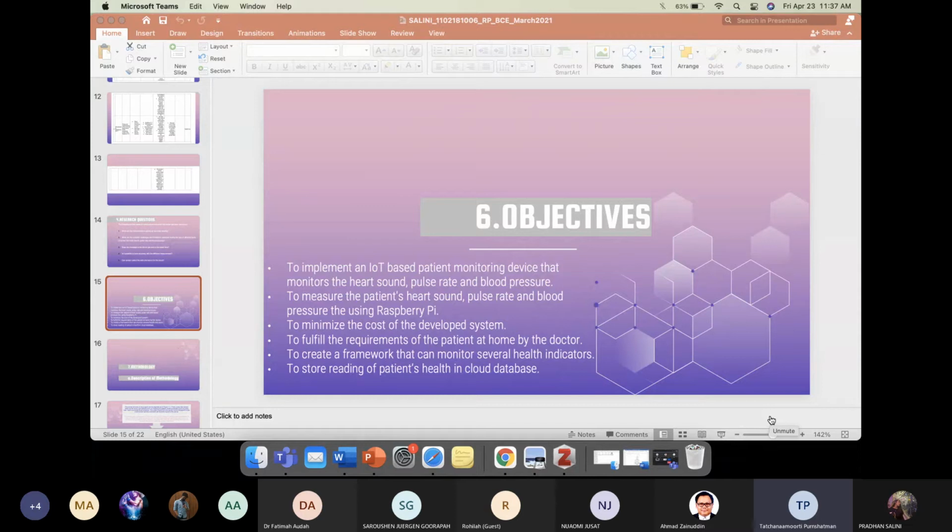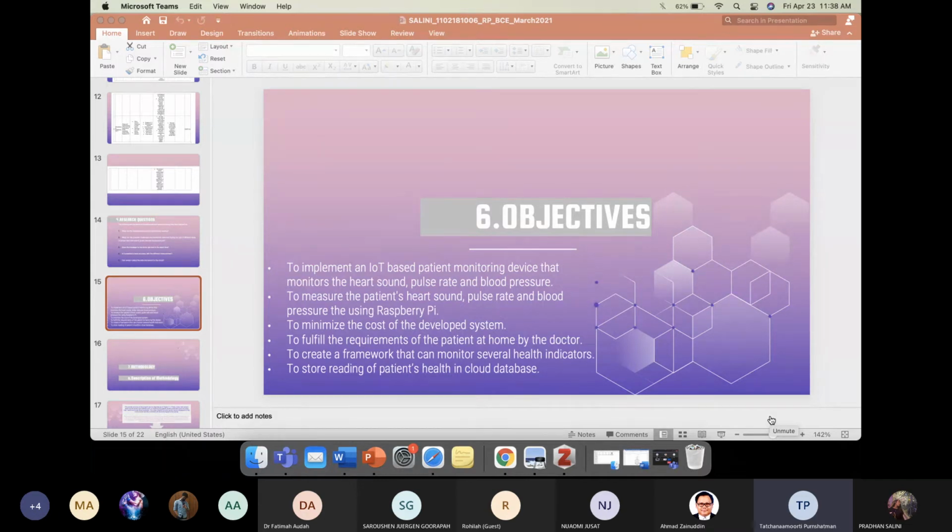So you need to rephrase this part because it's more on the commercialization part, more on market value. To minimize the cost of development, which is you're going to develop this product and make sure you can reduce the transaction or something. So this part you need to rephrase, or you might have to take something out. Talk to your supervisor and say, okay. And to fulfill the requirement of the patient at home by the doctor.